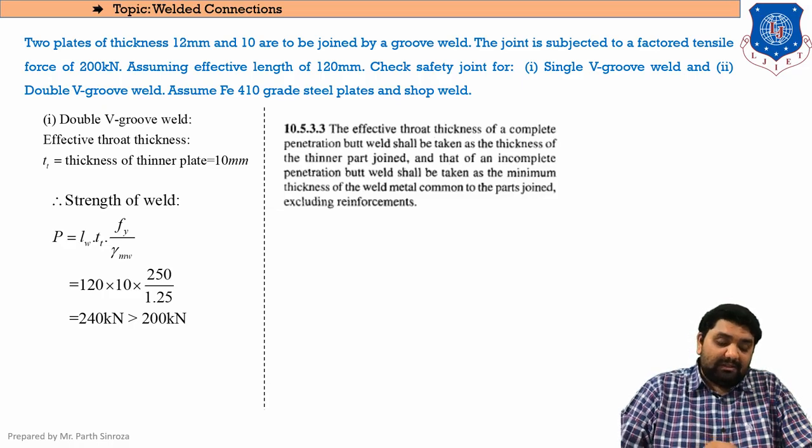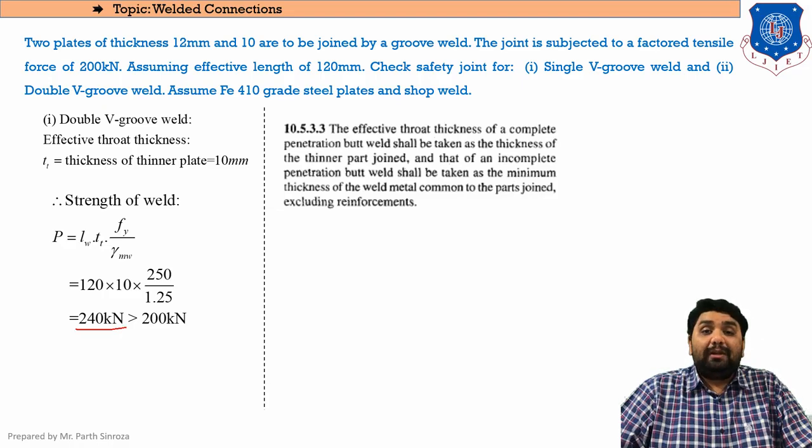So here in this case, the total load that is resisted by our double V groove comes out to be 240 kilonewton. And the load that was asked to be resisted was 200. So 240 is greater than 200. So the joint is safe.